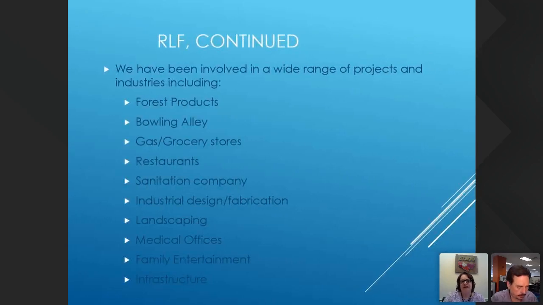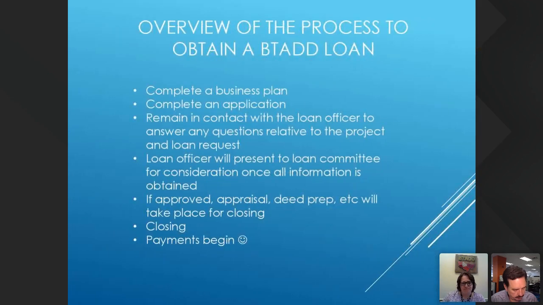Just in general, I wanted to click through and show a few of the variety of loans that we do carry, from restaurants to landscaping businesses to bowling alleys, just lots of different things. We also fund infrastructure in the region, medical offices, just a large variety. But to actually obtain a loan through the Buffalo Trace Revolving Loan Fund program, I wanted to share with you some steps that we take.